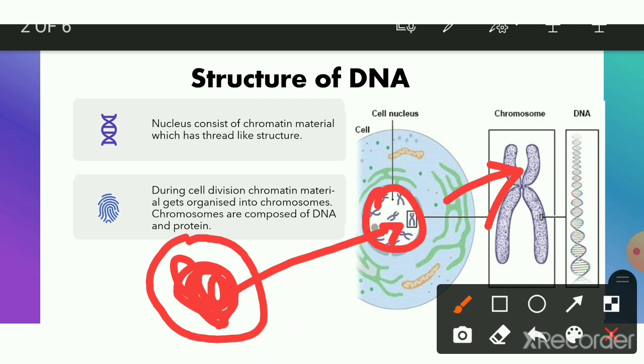Humans have 23 pairs of chromosomes. See here, chromosomes diagram. Chromosomes consist of genes. On the genes, DNA is situated. See here, this is a diagram of DNA. A simple diagram of DNA.